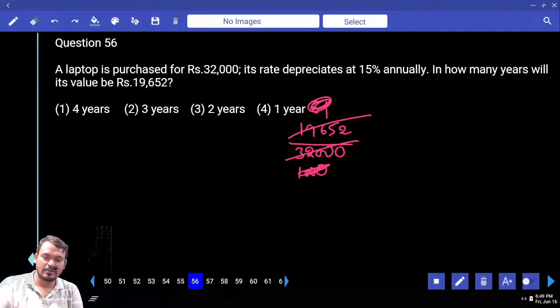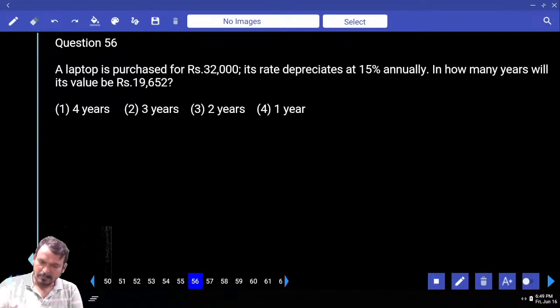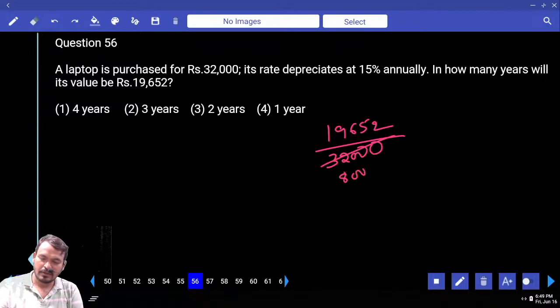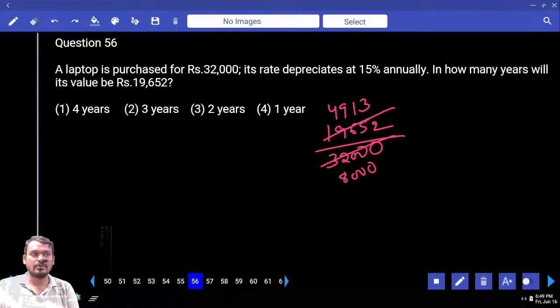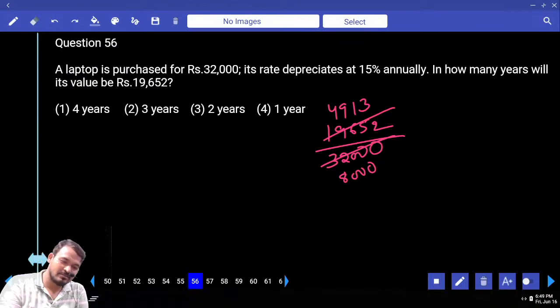16, how many times denominator? 2000 times, or not? Do we know the fourth table very well or not? Divide by 32,000. 4, how many times denominator? 8,000. Numerator, 4 fours are 16. What is the remaining? 36. 8,000 is a perfect cube. 8,000 is a perfect cube, and 4913. Both are perfect cubes. Time period is 3 years.